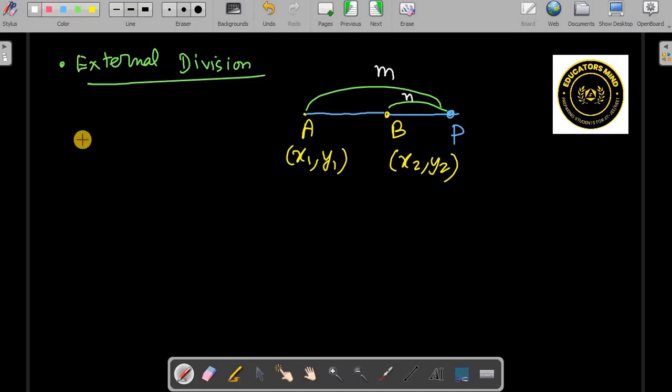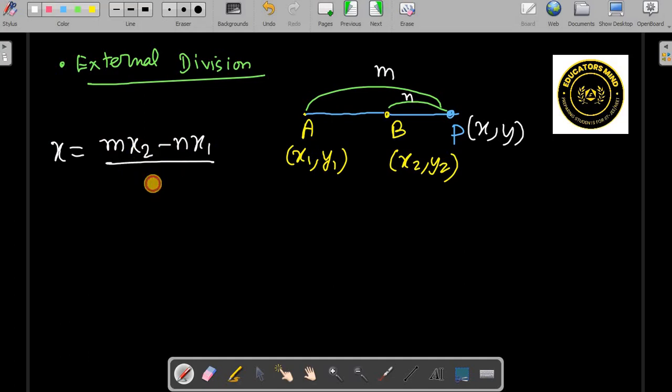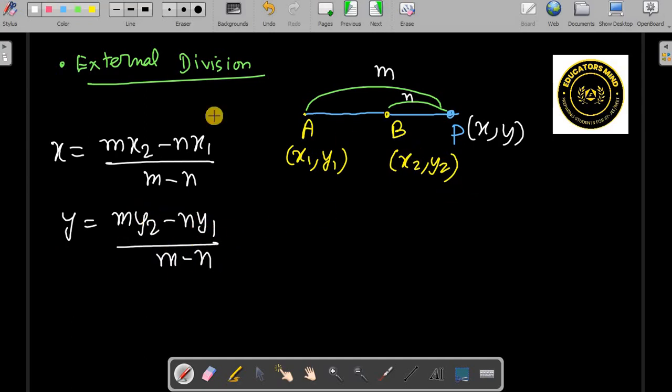In that case, with a similar approach, the coordinates x, y of point P can be calculated. X will be (m x2 - n x1) / (m - n). Similarly, y will be (m y2 - n y1) / (m - n).